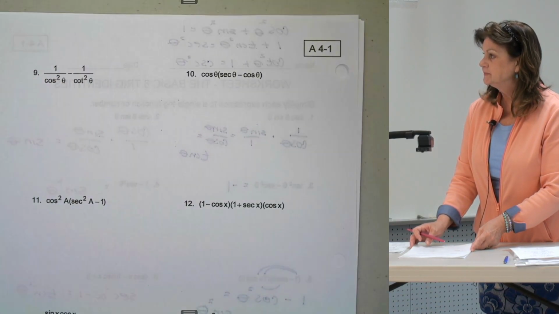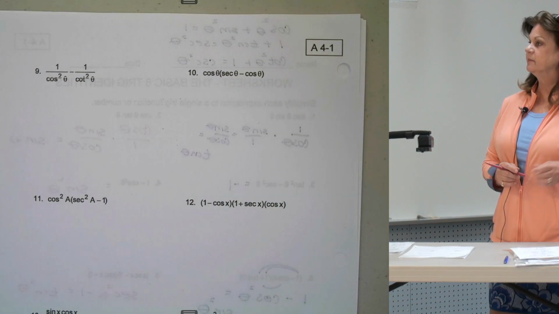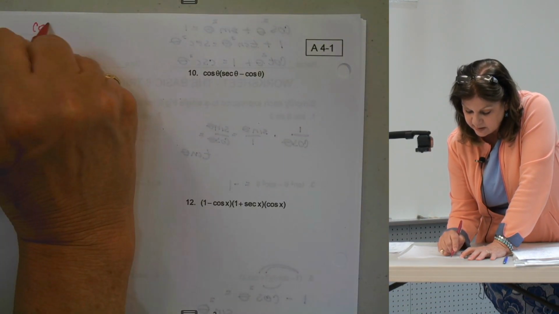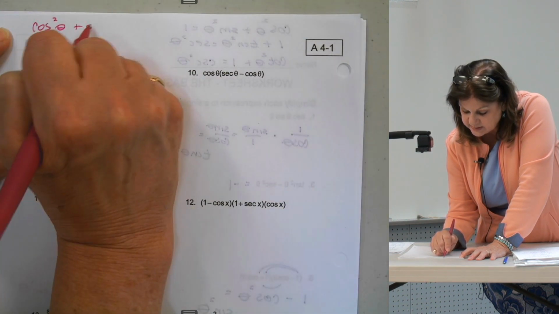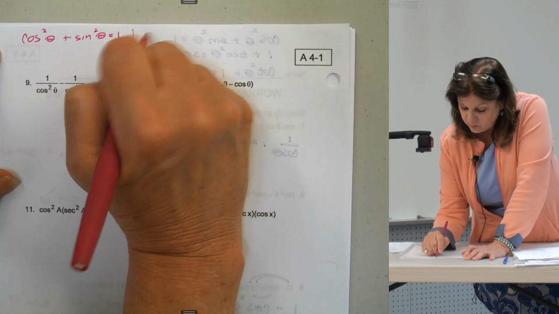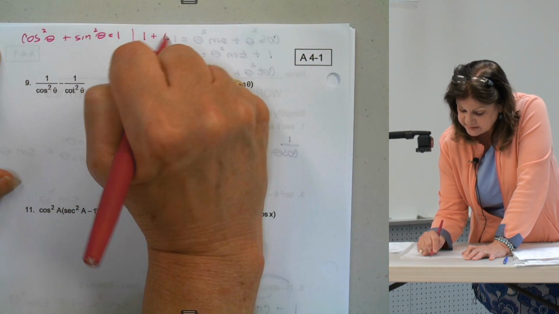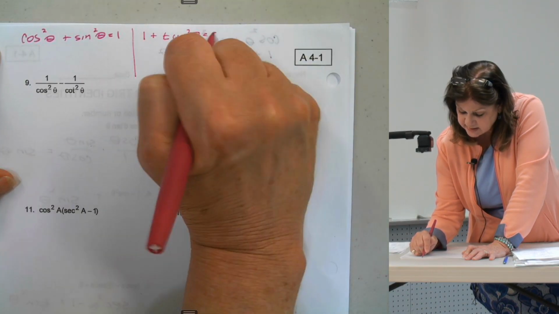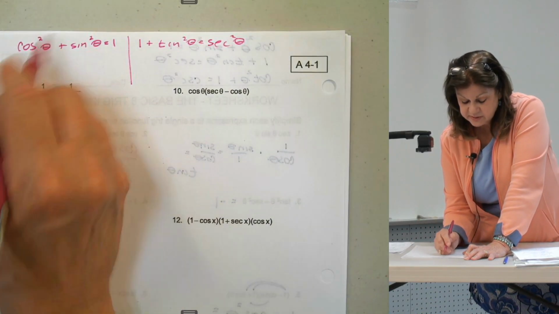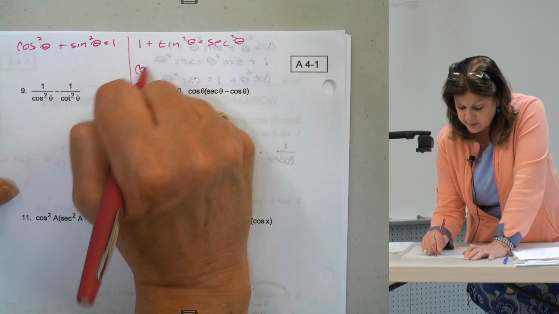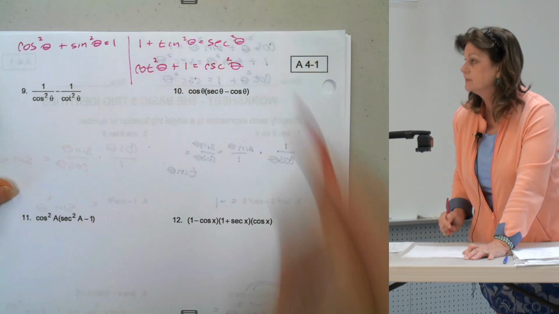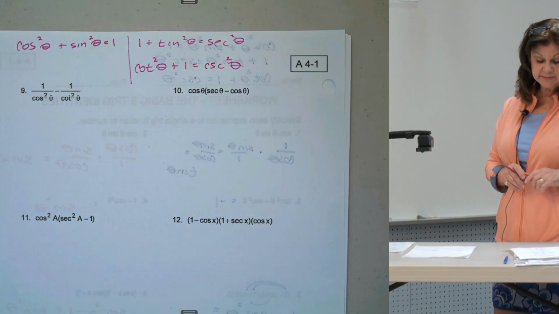All right, let's look at 9. 1 over cosine squared minus 1 over cotangent squared. And again, just to keep on track, cosine squared theta plus sine squared theta is 1. 1 plus tangent squared theta is secant squared theta. And dividing by sine squared, cotangent squared theta plus 1 is cosecant squared theta. My 3 identities.